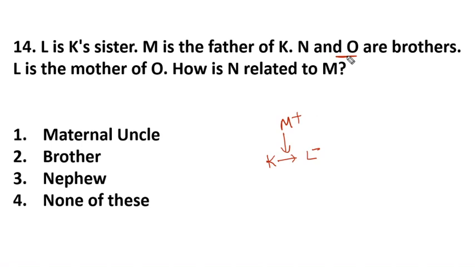N and O are brothers. We don't know who are N and O from this diagram. L is mother of O. N and O are brothers. So how is N related to M? M's daughter is L. L's son is N. So daughter's son, you can say grandson. As there is no grandson, you can put the option as none of these. Okay. Then let's go for the last question.